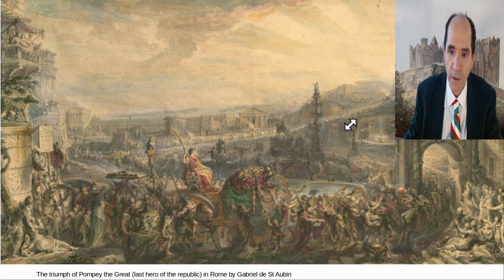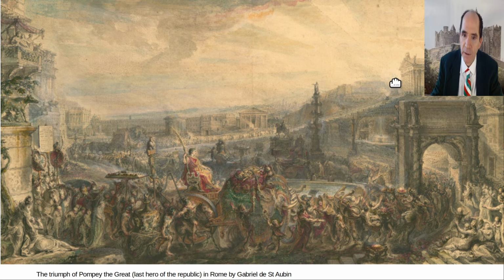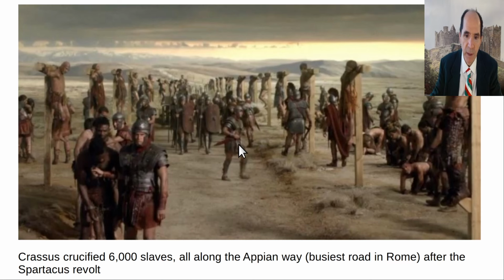Here's a painting of the triumph of Pompey. Pompey had been a great general, and a big triumph is when you get to march through Rome with all your soldiers, and it's a big holiday fest. So all the generals wanted to someday have a triumph.